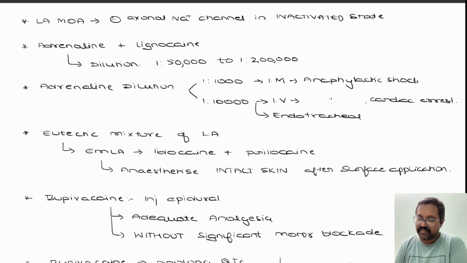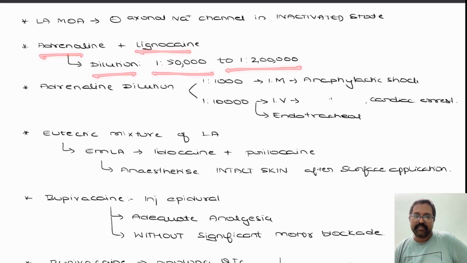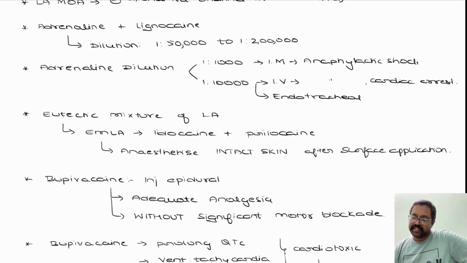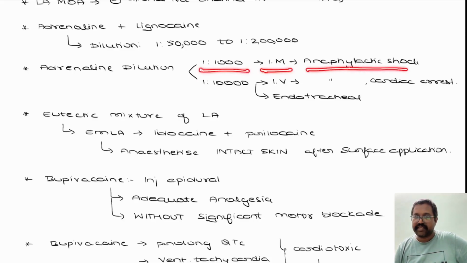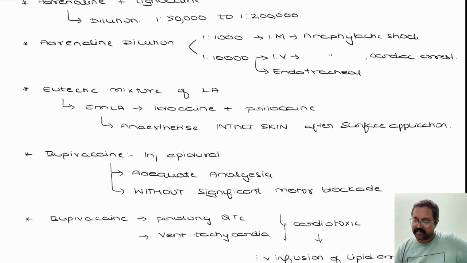What is the dilution required for combining adrenaline with lignocaine? Dilution will be 1:50,000 to 1:2 lakh. For adrenaline, other dilutions are 1:1,000 intramuscular injection in case of anaphylactic shock, whereas 1:10,000 for the IV, endotracheal route as well as the intraosseous route to treat cardiac arrest.